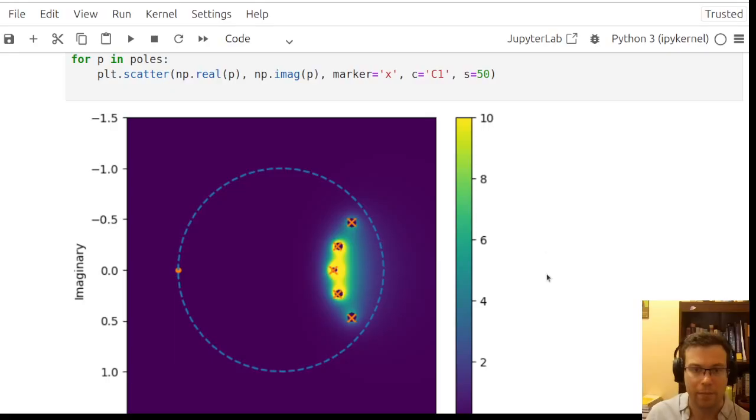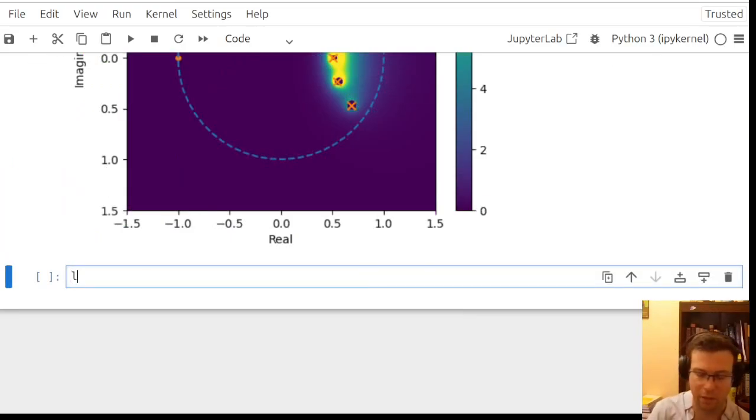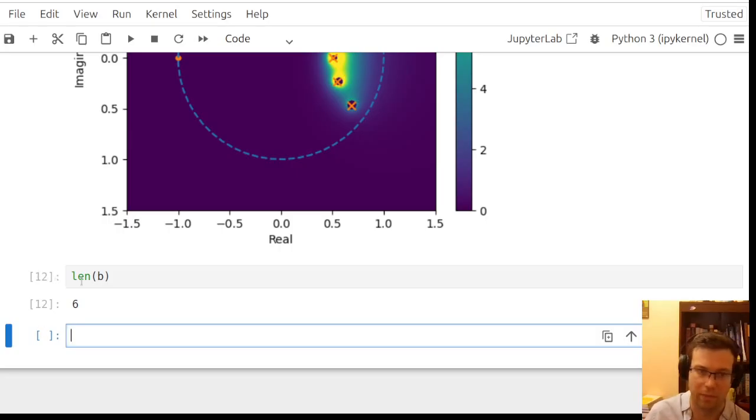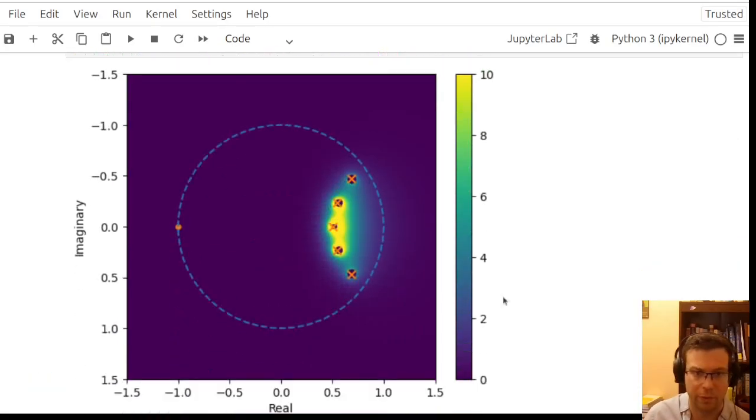Okay, so here it is. And so what I see is a very interesting pattern. Actually, what I end up with here, I should have 6 zeros and 6 poles because it goes up to z to the negative 5th, so including z to the 0, that is 6 terms here. So just to check, I can show you the length of B is 6. Okay, length of A is also 6. So numerator has 6 terms, denominator has 6 terms.